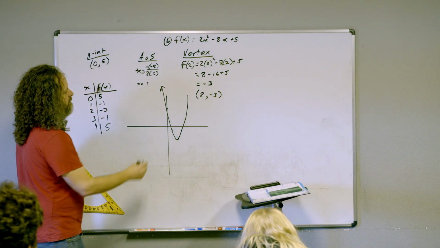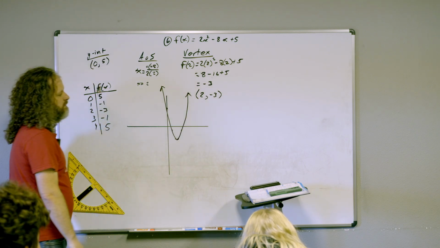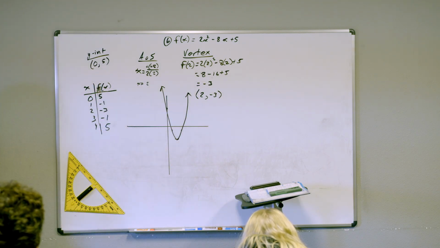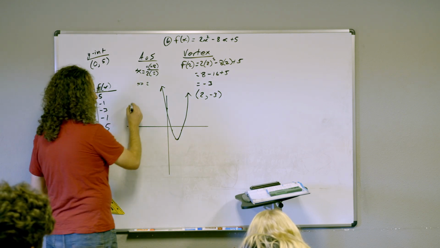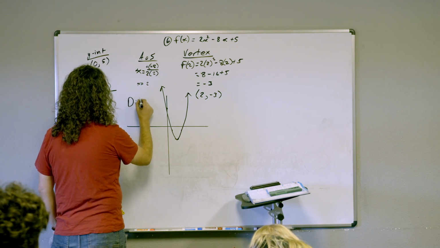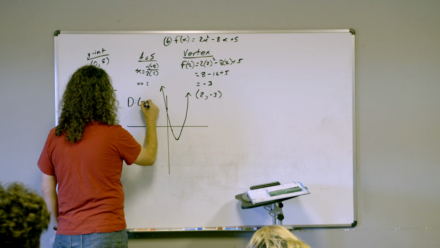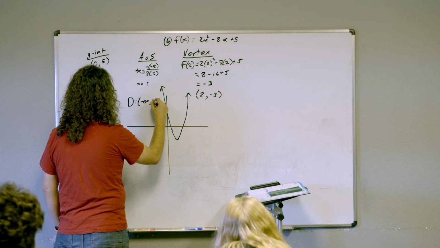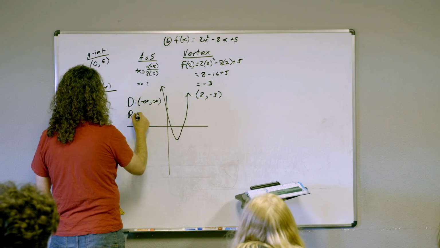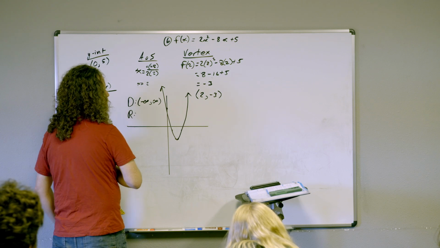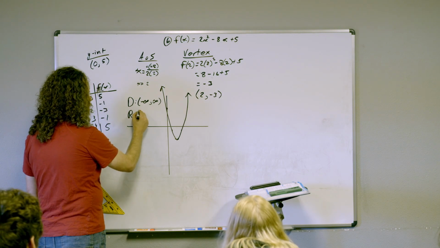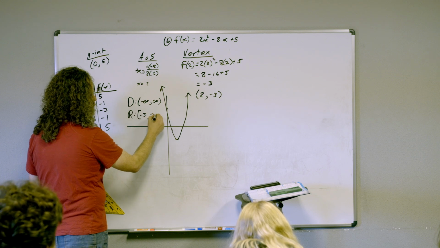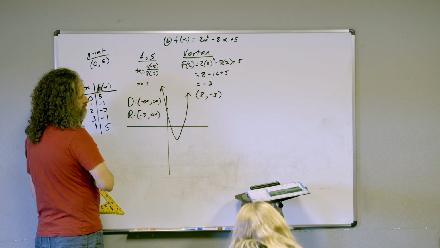Great. What's the domain of this function? Everything. All real numbers. What's the range of this function? Going down to negative 3 up to forever. Great.